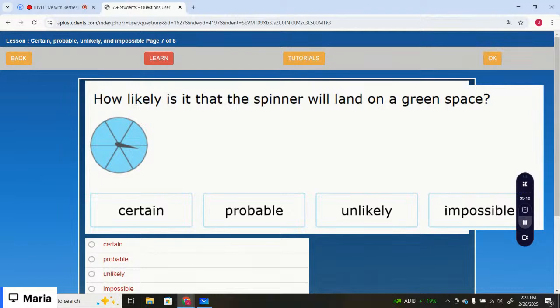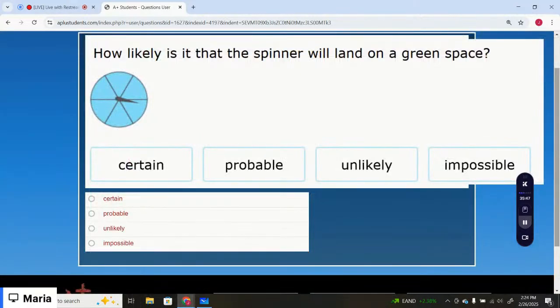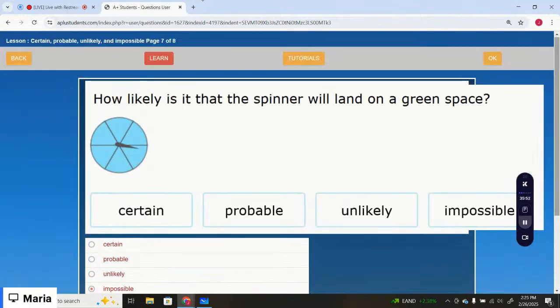How likely is it that the spinner will land on green space? So which is the correct option? Impossible, because the spinner has no portion that is green, so it is impossible that it will land on green. Option number 4 is the correct option.